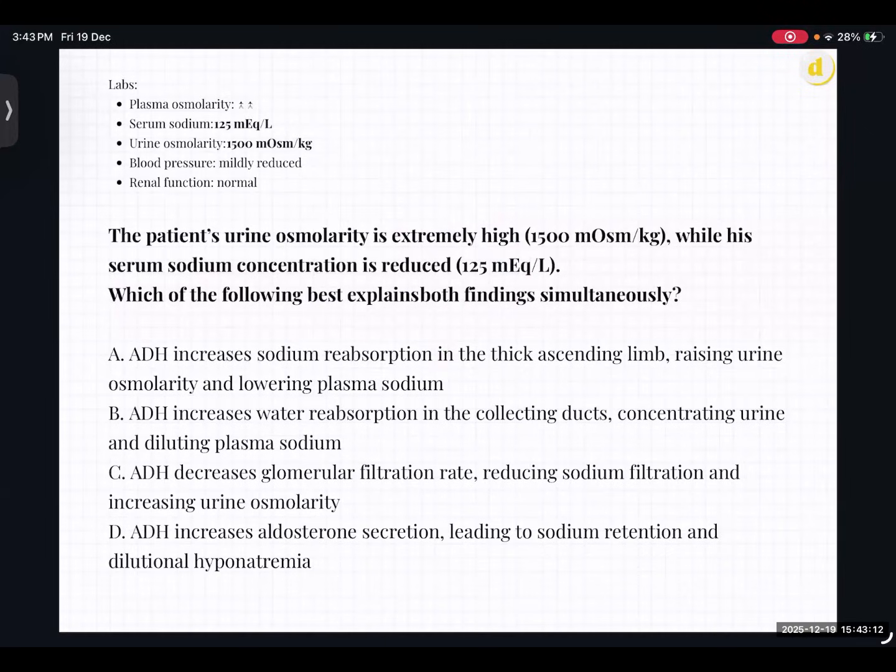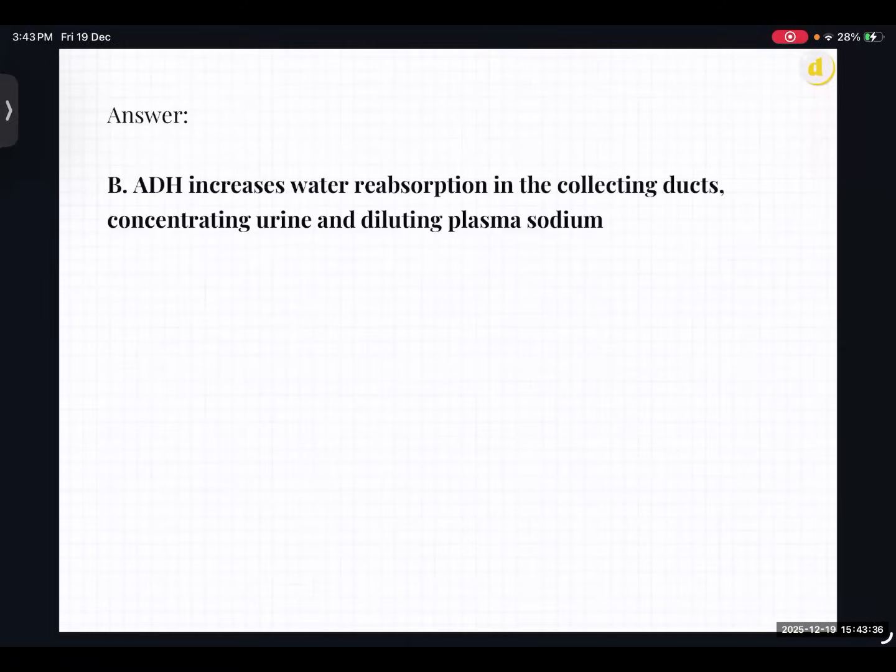I think we've already answered this in the explanation of previous questions. Any other guesses? Okay, that is true. It is B.